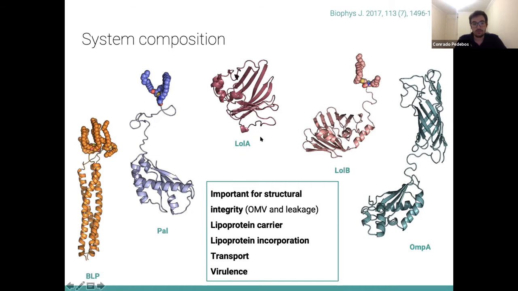Then we have LolA, which is a lipoprotein carrier. LolA has the function of carrying BLP through the periplasmic space. So it gets BLP close to the inner membrane, carries it to the outer membrane where we have LolB, and it delivers BLP to LolB, and LolB will then incorporate BLP into the outer membrane.